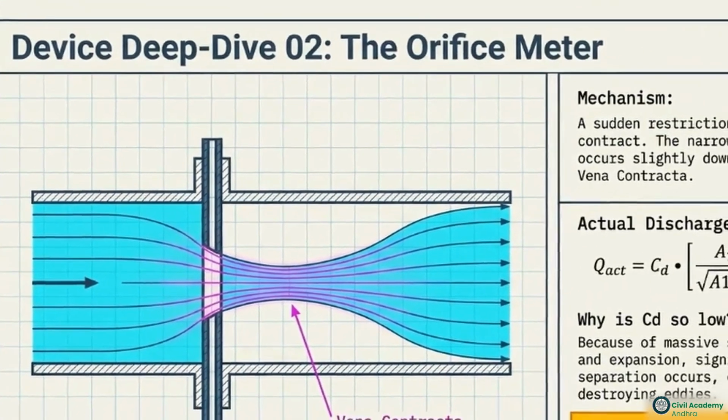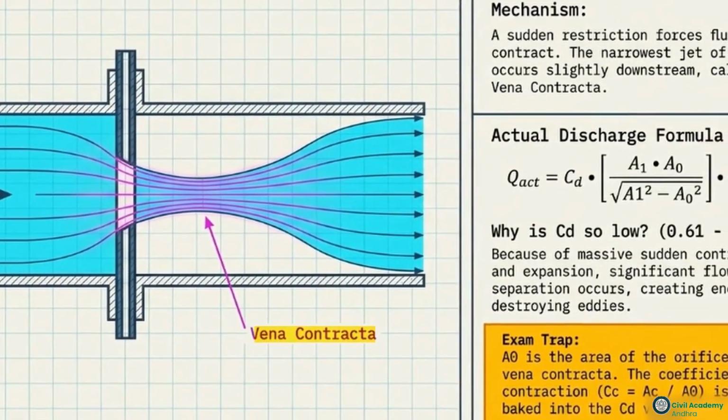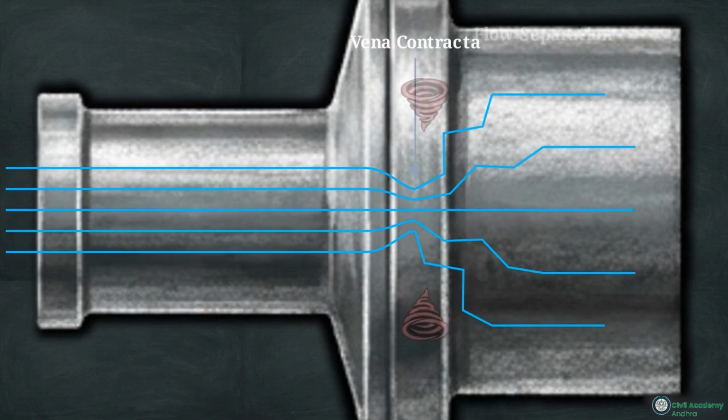Because of inertia, the rapid fluid cannot instantly make a 90-degree turn through the small hole. This creates the vena contracta. Due to inward momentum, the narrowest fluid jet occurs slightly downstream of the plate, rather than inside it. This violent, sudden contraction is followed immediately by an unguided expansion back to full pipe width.